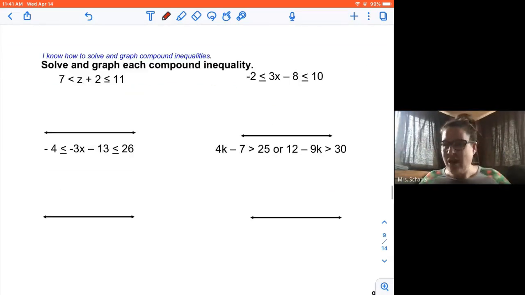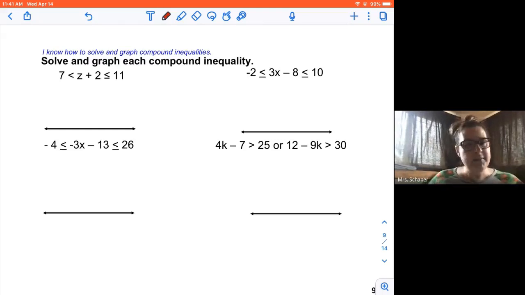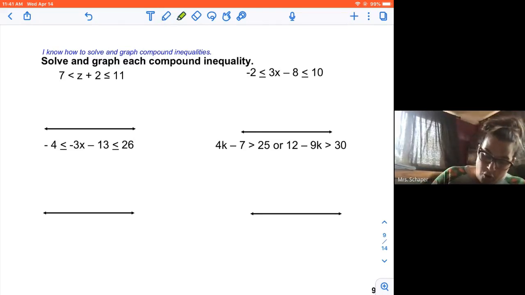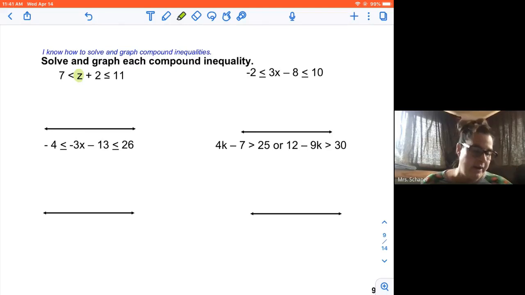Now, how do we solve these? Okay, we just talked about how to graph them. Now we're going to practice solving and graphing them. The whole goal is to continue to get the variable all alone. Same idea that we've been talking about with equation solving and so far with inequality solving. So when I look at this, to get that z all alone, what I need to do is subtract 2 from that.